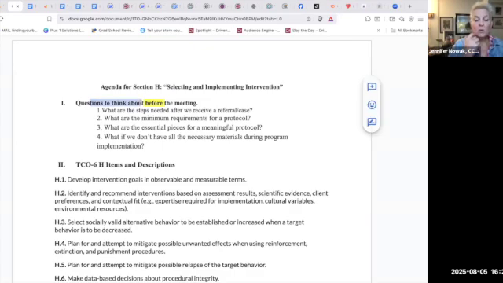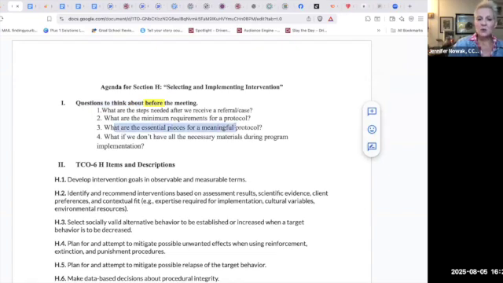So number one, what are the steps needed after we receive that referral? Number two, what are the minimum requirements for a protocol? And yes, this will vary based on your stakeholder. A hospital is going to have different requirements than a school, than a home-based, versus corporate versus mom and pop. So there are some givens, and then there are going to be some nuances. I want to make sure we at least have the given.